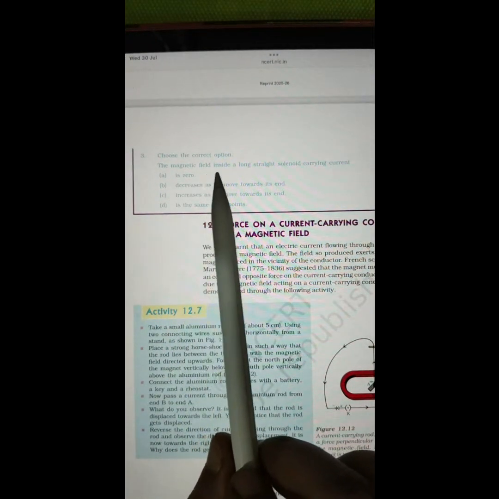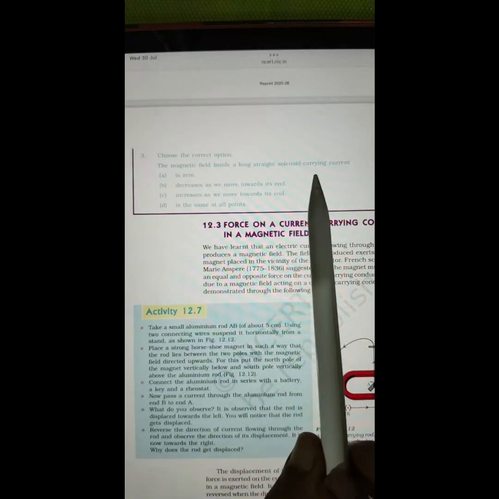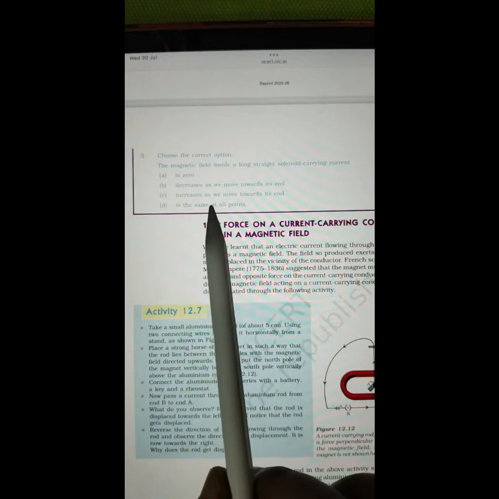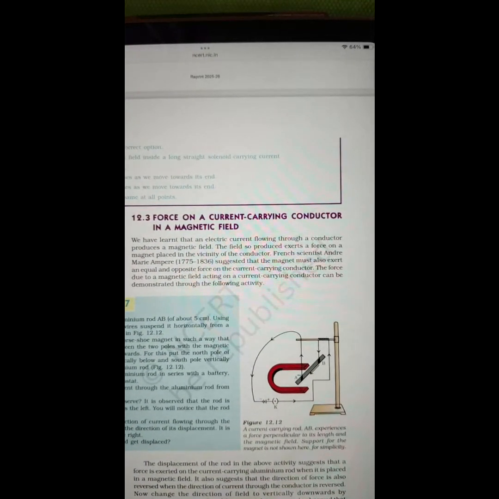3. Choose the correct option. The magnetic field inside a long, straight solenoid carrying current is: A, zero; B, decreases as we move towards its end; C, increases as we move towards its end; or D, is the same at all the points.